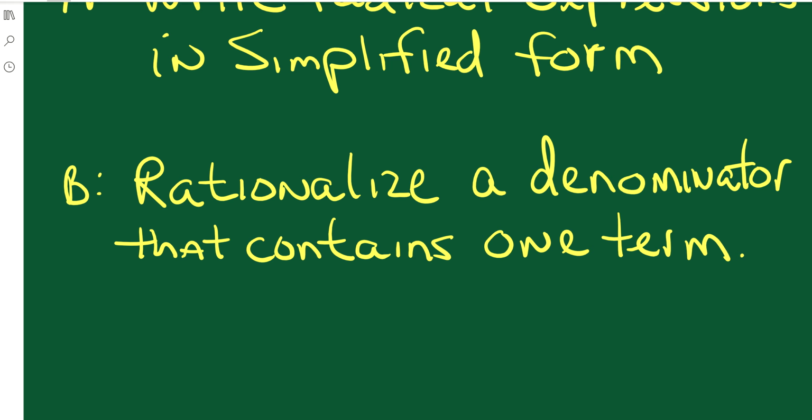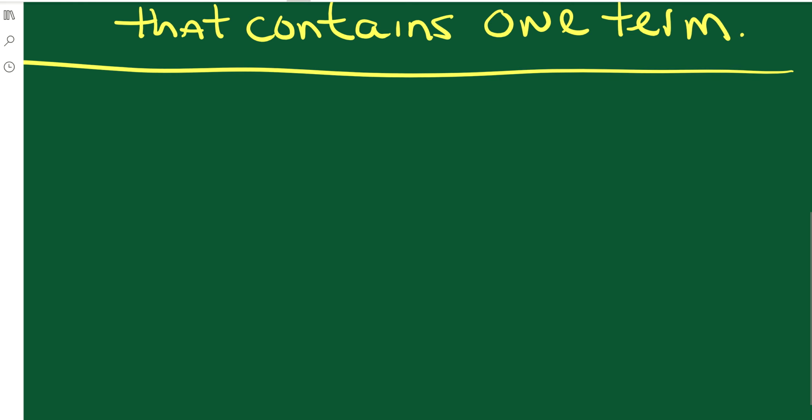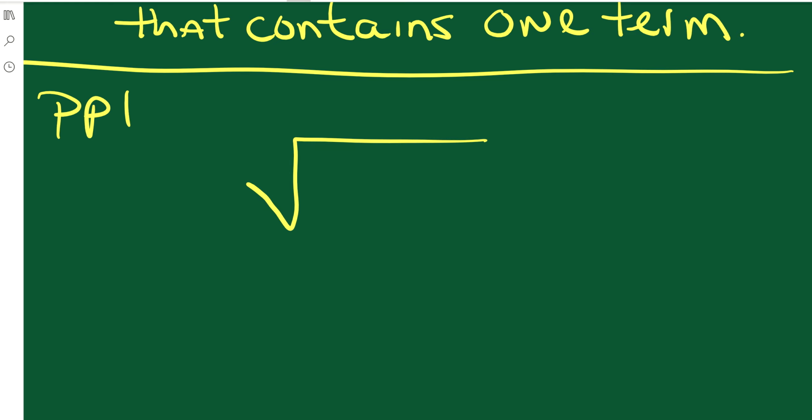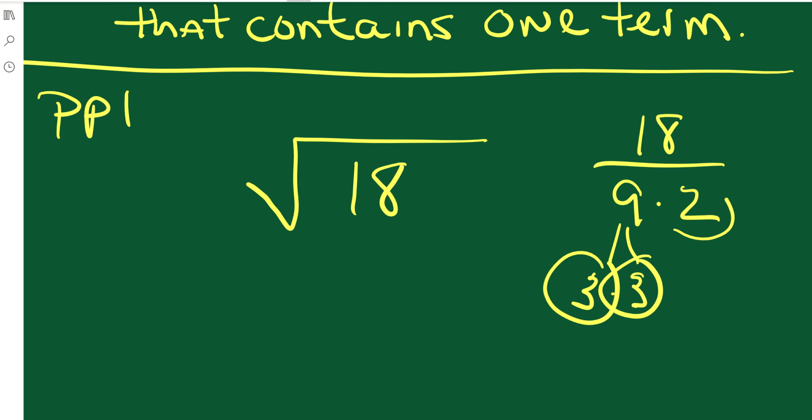So let's start off with simplifying a radical. This is practice problem 1. What we have is the square root of 18, and we want to simplify that. What I like to do is take the 18 off to the side and give me two factors of it, and that's going to be 9 times 2. Then I can break the 9 down to be 3 times 3. These are all my prime numbers now.